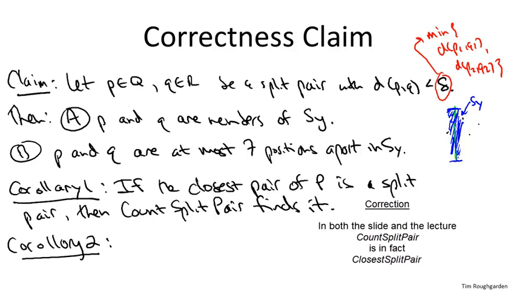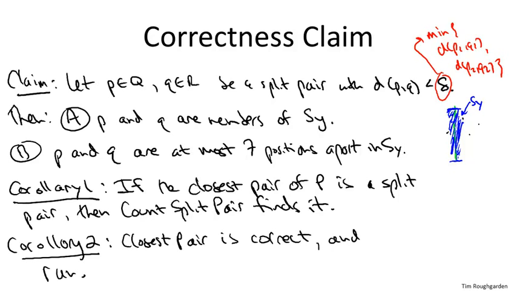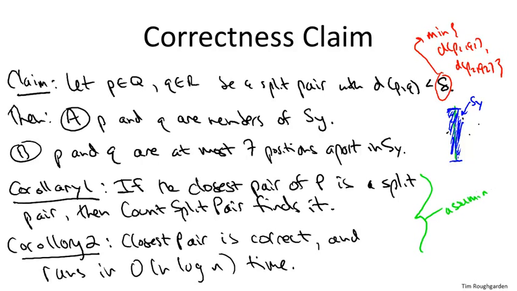So again, in the unlucky case where the best pair of points is a split pair, this claim guarantees that count split pair will compute the closest pair of points. Therefore, having handled correctness, we can combine that with our earlier observations about running time, and corollary 2 just says, if we can prove the claim, then we have everything we wanted. We have a correct O(n log n) implementation for the closest pair of points. So with further work and a lot more ingenuity, we've replicated the guarantee that we got just by sorting for the one-dimensional case.